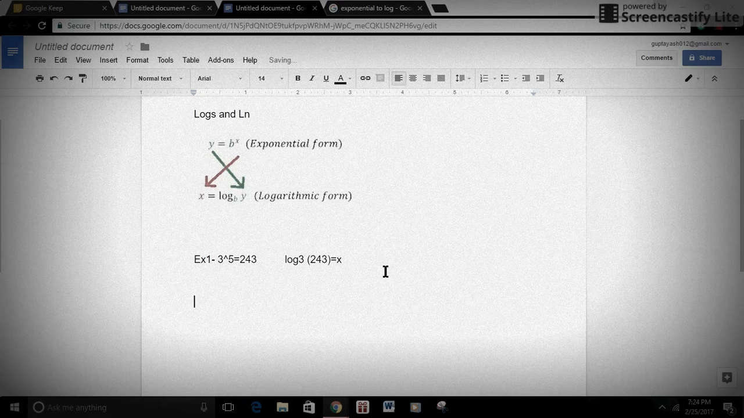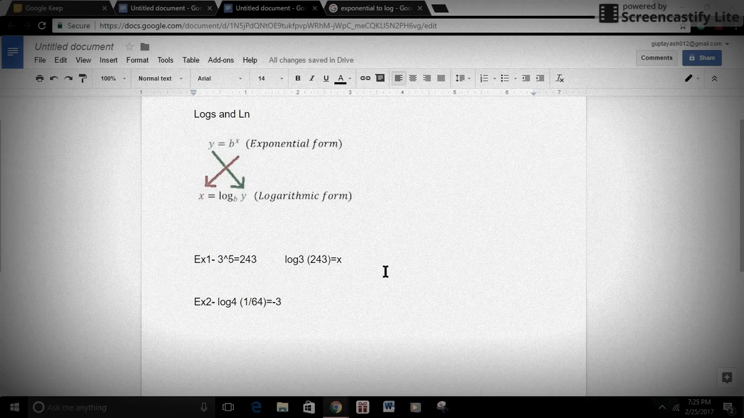So let's try another example. Example 2. So we have log of 4, so subscript 4. To clarify, that's one variable, sort of. And then let's say we have 1 divided by 64, my bad, 1 divided by 64 equals, let's say, negative 3. We want to convert this into an exponential equation.